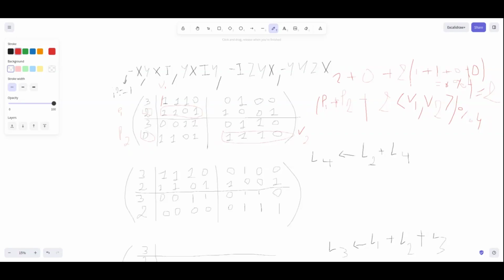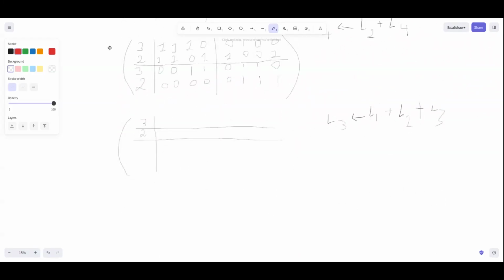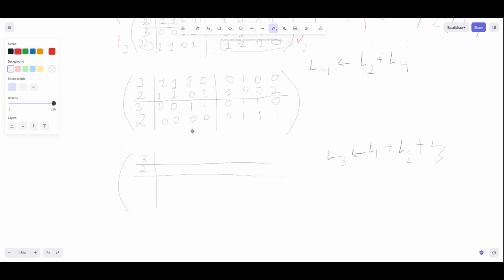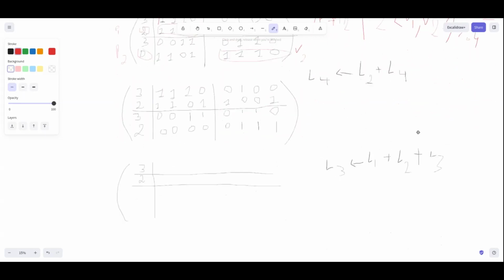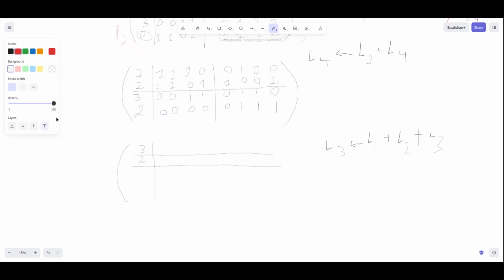Okay, so let's get back to work. So here we have this. So here we add 3 of them, so it's 0 here. So it's equal to 2. So this line is just useless. Don't know why I've drawn it.